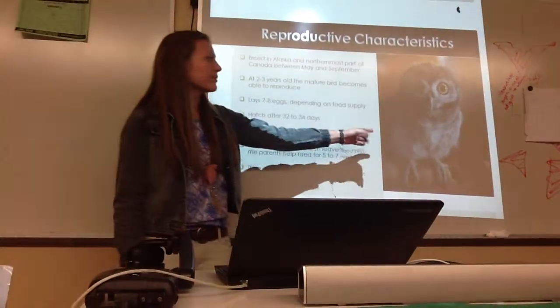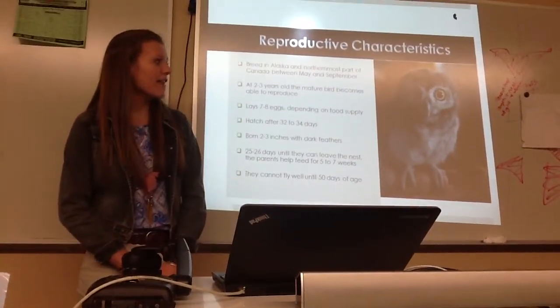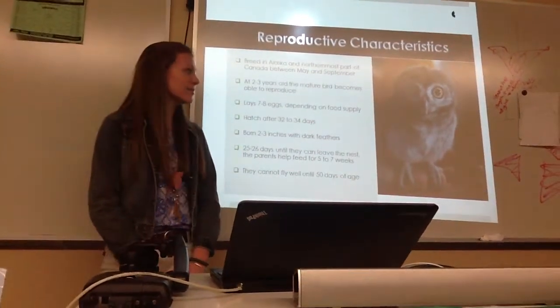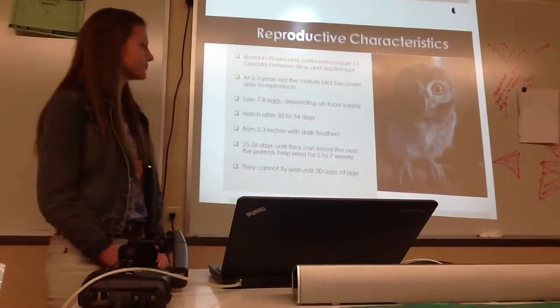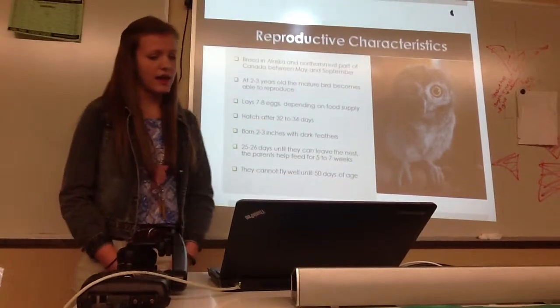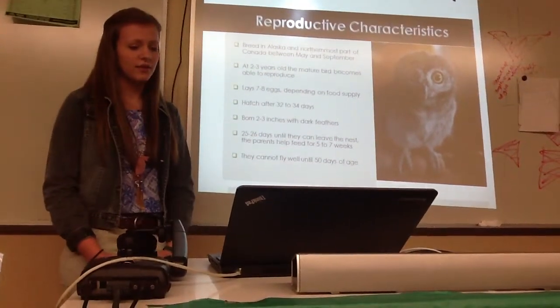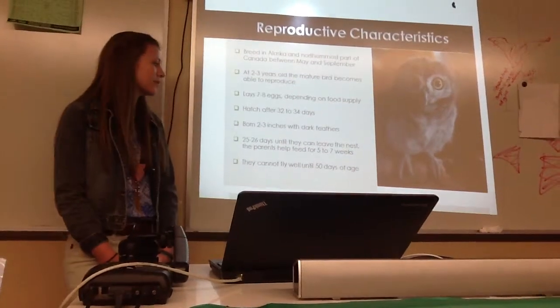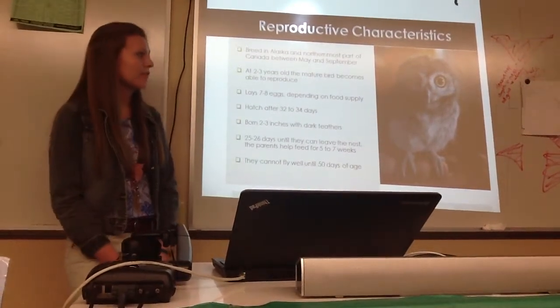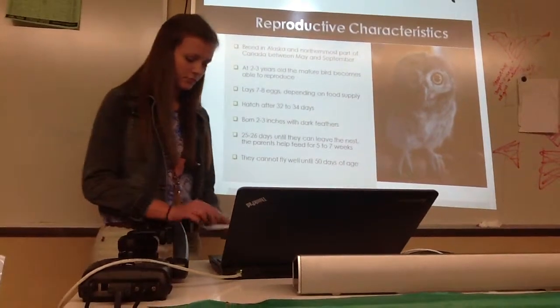This is what the bird would look like when they're born. They're about 2 to 3 inches long, and they're born with dark feathers, and as they become older, they grow white feathers. They hatch in 32 to 34 days, and it takes 25 to 26 days until they can leave the nest. Their parents help feed them for 5 to 7 weeks after, and they're not able to fly well until 50 days of age.